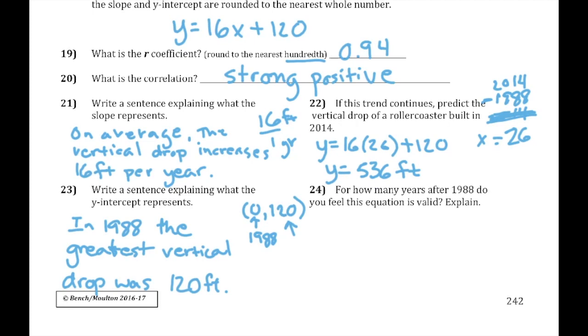Okay. Number 24. For how many years after 1988 do you feel the equation is valid? And to decide this, we have to think about what is a possible vertical drop that a roller coaster could have. Could it actually go 536 feet, vertical feet of drop? Or is that going to be a situation where it's unsafe and they are unable to build that kind of a roller coaster? And so we would have to do a little research to decide this.